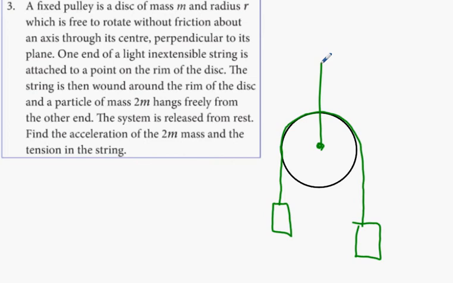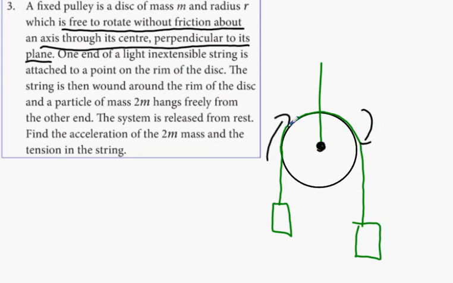However, in this question, a fixed pulley is a disc of mass m and radius r, which is free to rotate without friction. Once again, a bit hypothetical there. How can you rotate without a bit of friction causing the rotation? Then an axis through its center, perpendicular to its plane. What way is it rotating, guys? That's my plane, and it's rotating this way here. Everybody right with that? Now, there's only a weight on one side, isn't there?